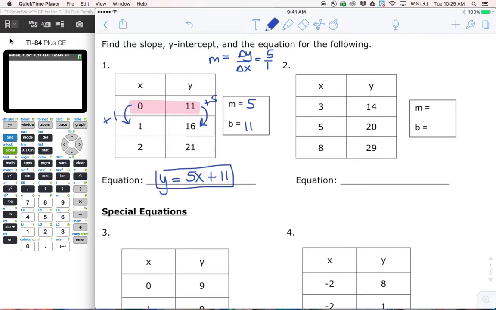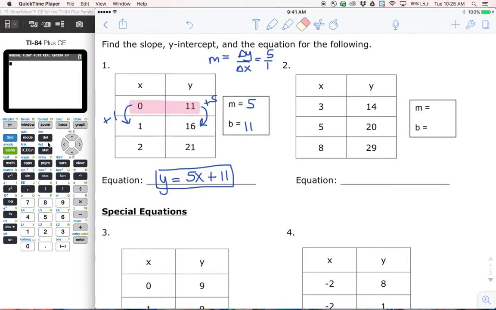What I'm about to show you is how we can find the equation for this with our calculator. The reason we would do this is, take a look at problem number 2. What do you notice? How are we going to find b? I do not have an x value that is a 0. There are a few ways we can find it, but I want to show you how to use your calculator. Just follow along and watch me on my calculator, and then we'll talk about the steps again.